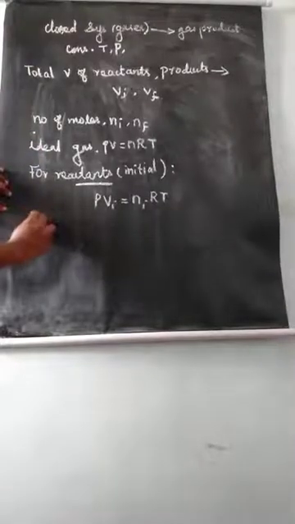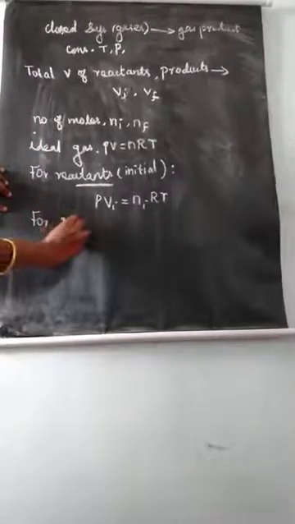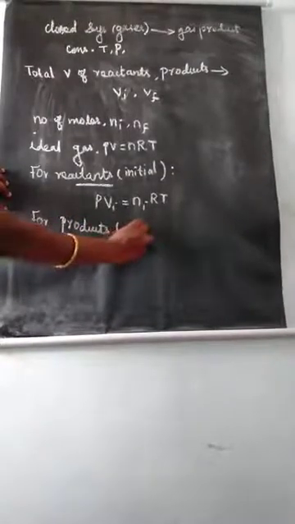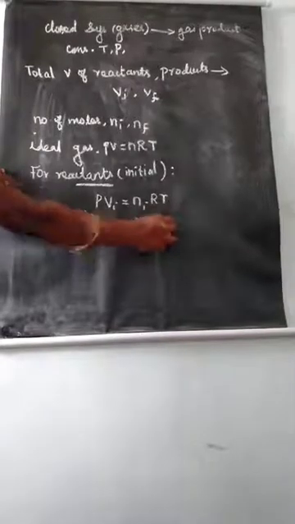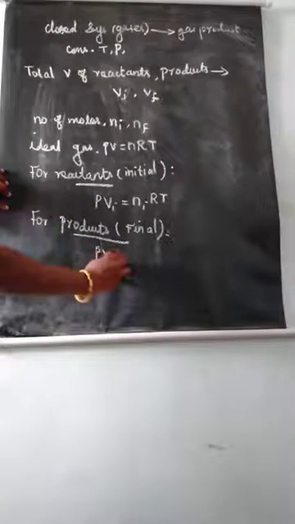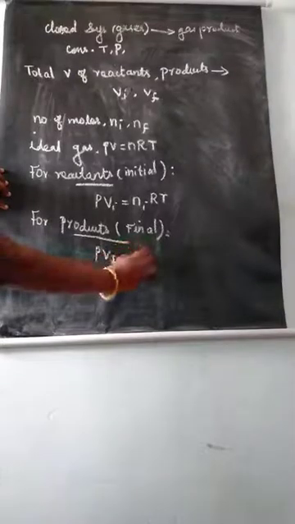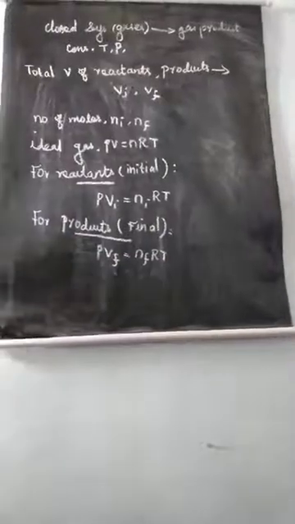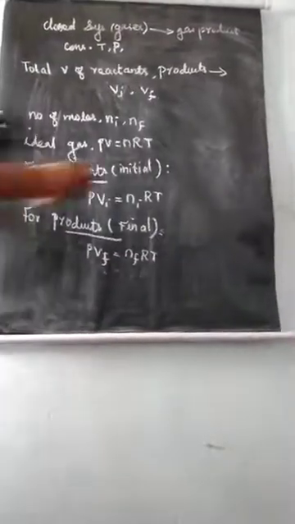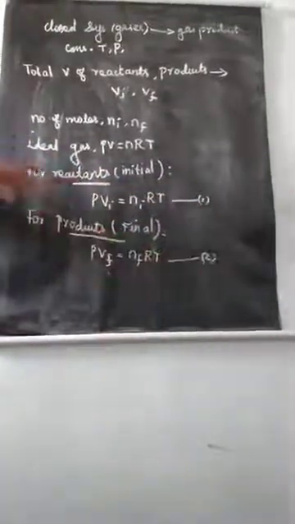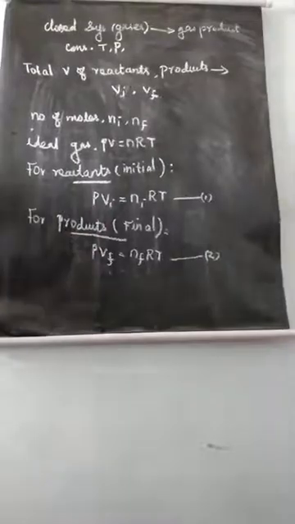In the same way, you can write it for products. Products means the final state. The ideal gas equation is P into Vf equals Nf into RT. Understand? Consider this equation 1 and this equation 2.